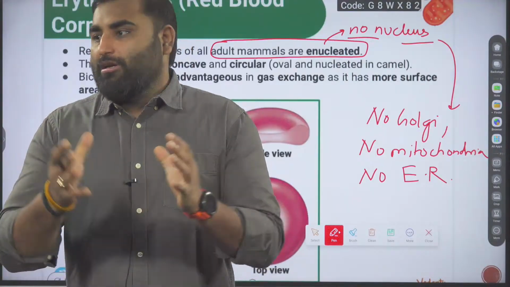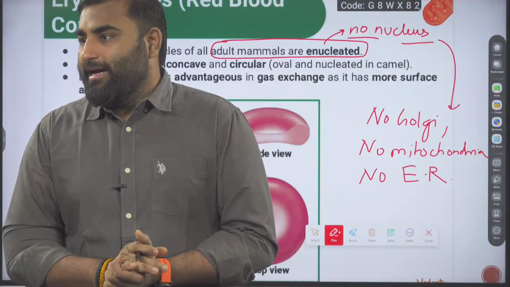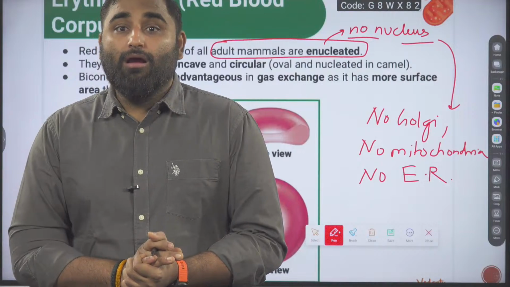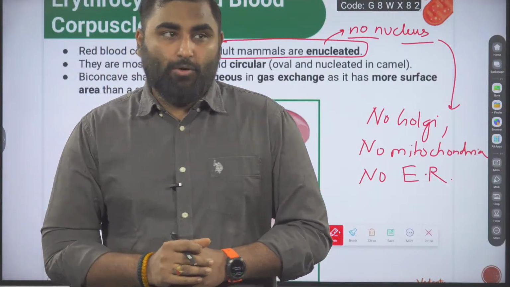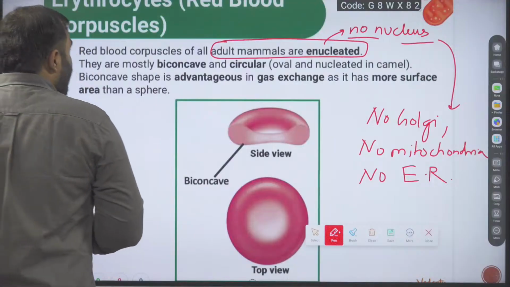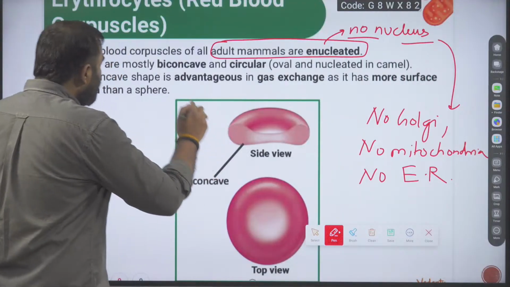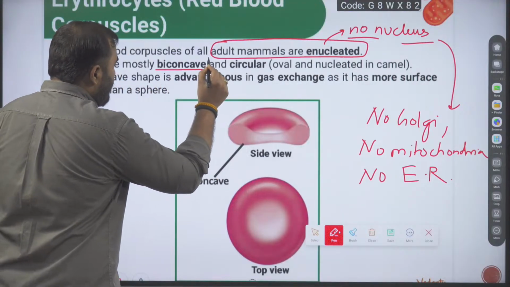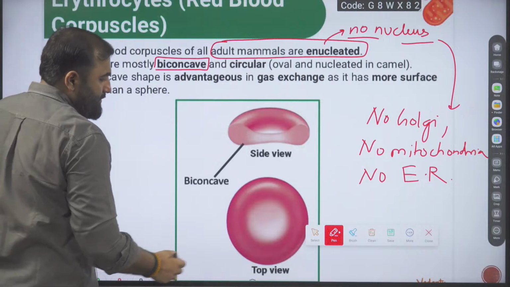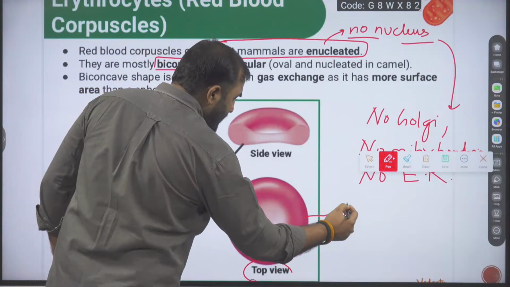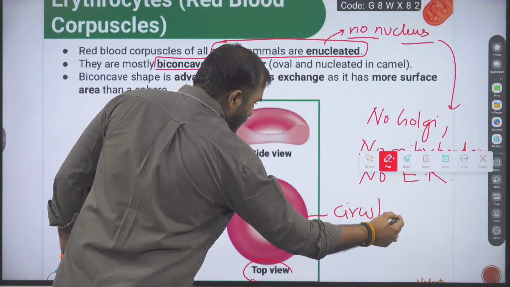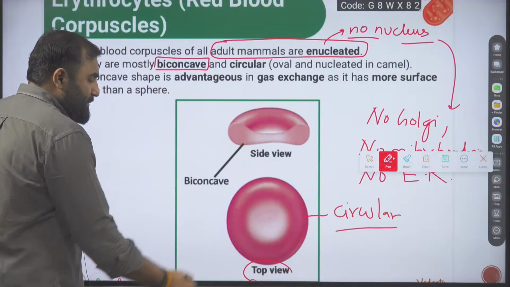Okay, so a lot of space will be there for hemoglobin. Next, further, there's biconcave. If you see the top view, it will appear circular. If you see the RBC from the top view, it will be circular.